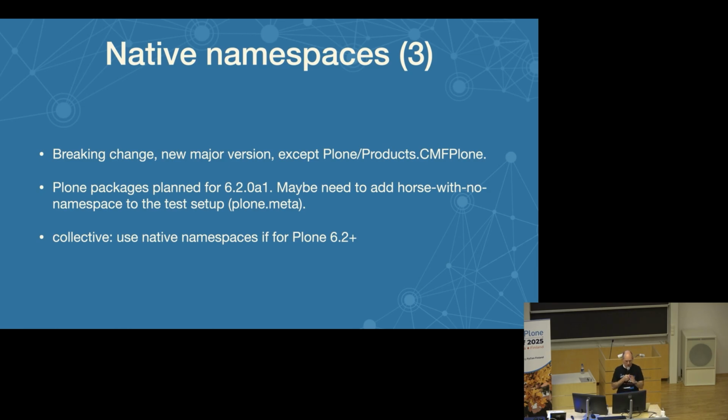For the core development, for all the tests, it might be needed to add that Horse with No Name namespace to our shared test setup in Plone Meta, but maybe it's actually fine because we're using pip for that everywhere. But we need to check that. Basically, we could start today moving things over to native namespaces for 6.2.